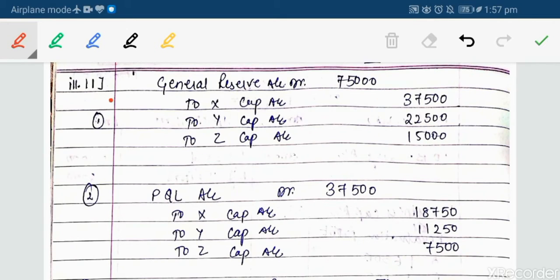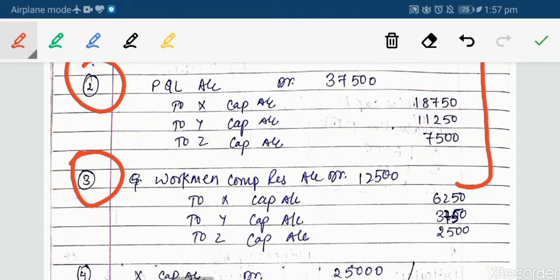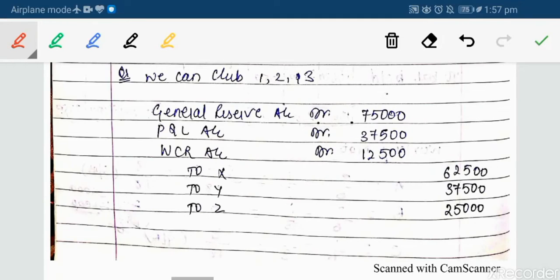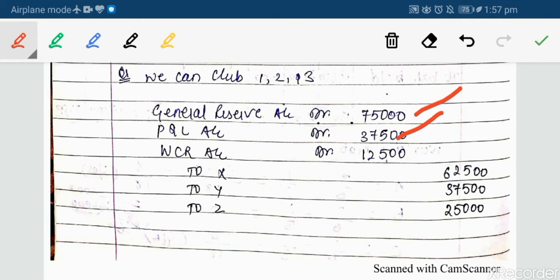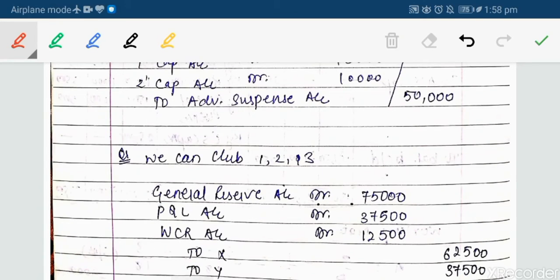Remember one thing: the first entry, second entry and third entry, all three are our profits. So these can all be clubbed together: general reserve debit, profit and loss debit, workman compensation reserve debit, to X, Y, Z. The total amount, that is 1,25,000, and the 50,000 will be distributed in this ratio. You have also learned how to club the entries, so you can use clubbing of entries here. Now I hope it is clear how to pass the necessary journal entry in this case.